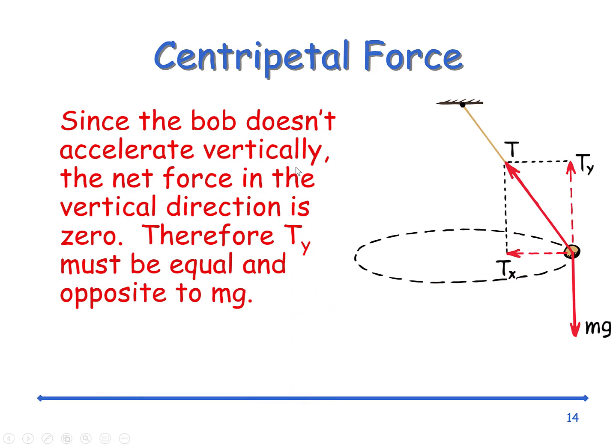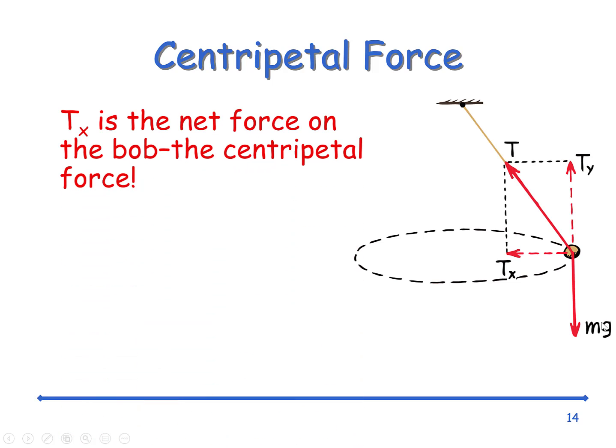Since the bob doesn't accelerate vertically at all, the net force in the vertical direction is going to have to be 0. So that's how we would be able to figure this out. We would be able to find the mass of this bob, because we know that the vertical forces have to be balanced. So if we know the tension on the string and that vertical aspect, we can calculate the horizontal aspect as well. So then T_x is the net force on the bob, which is the centripetal force.